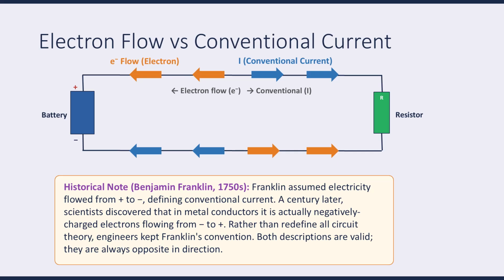So remember clearly, electron flow goes from negative to positive. Conventional current goes from positive to negative. They are always in opposite directions. Both are valid. Both are used. The key is to be consistent within your analysis. As engineers, you will use conventional current throughout your entire degree program.